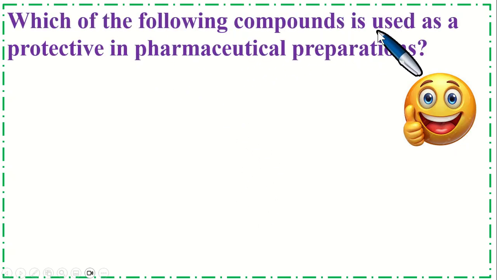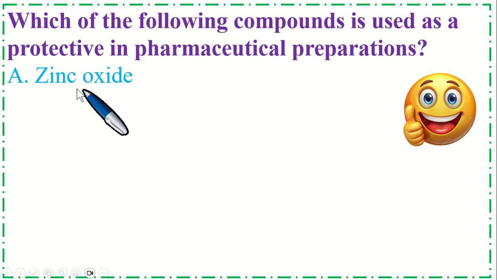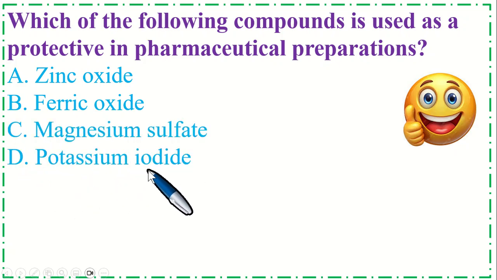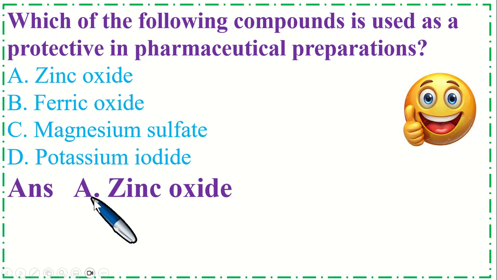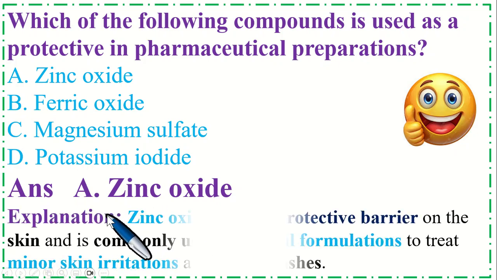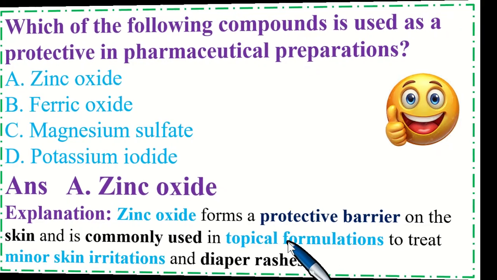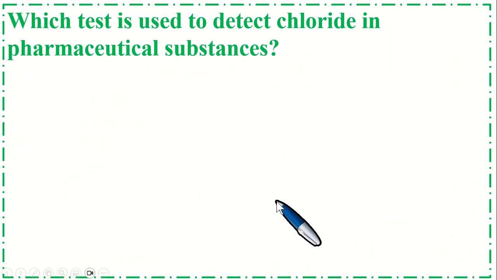Which of the following compounds is used as a protective in pharmaceutical preparations? Option A, zinc oxide. B, ferric oxide. C, magnesium sulfate. And option D, potassium iodide. So the correct option is A, zinc oxide. Explanation: zinc oxide forms a protective barrier on the skin and is commonly used in topical formulations to treat minor skin irritations and diaper rashes. So this is a very important MCQ.